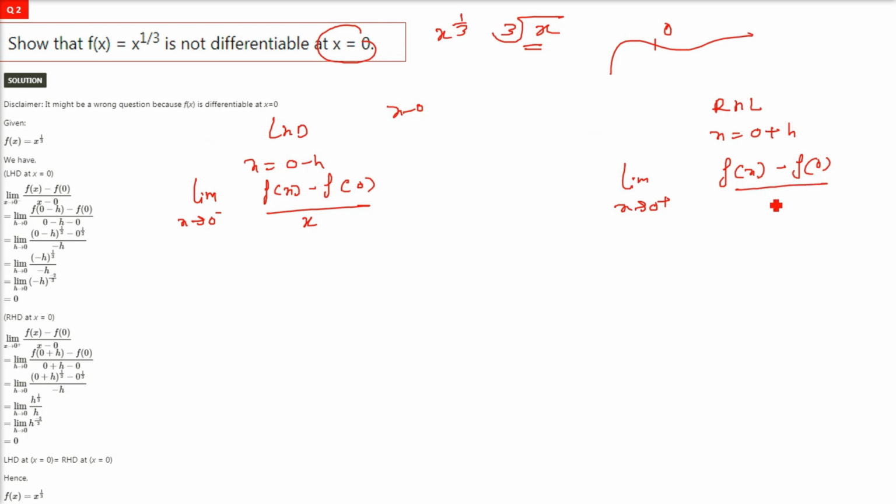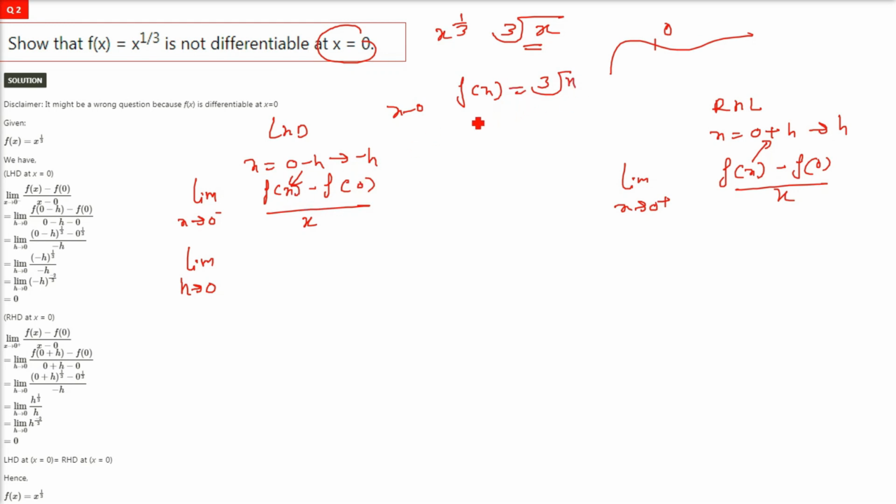Now for this left hand derivative and right hand derivative, f(x) you just replace by 0 minus h. On the right hand derivative, replace it by 0 plus h. So the limit will change. Limit h tends to 0, just put x as 0 minus h. So in place of 0 minus h, it's just minus h only. 0 plus h is simply h. Okay. So f(x), what is this? Third root of x.